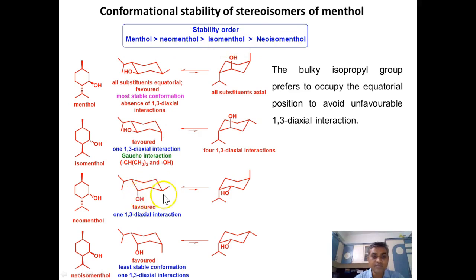Neomenthol has only one 1,3-diaxial interaction. So the stability order depends upon the 1,3-diaxial interactions, as well as the isopropyl group occupying the equatorial position. Menthol is the most stable, where all the substituents are equatorial.